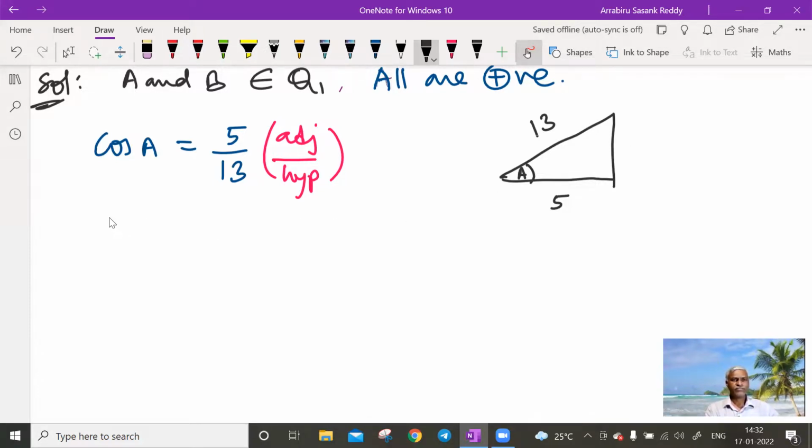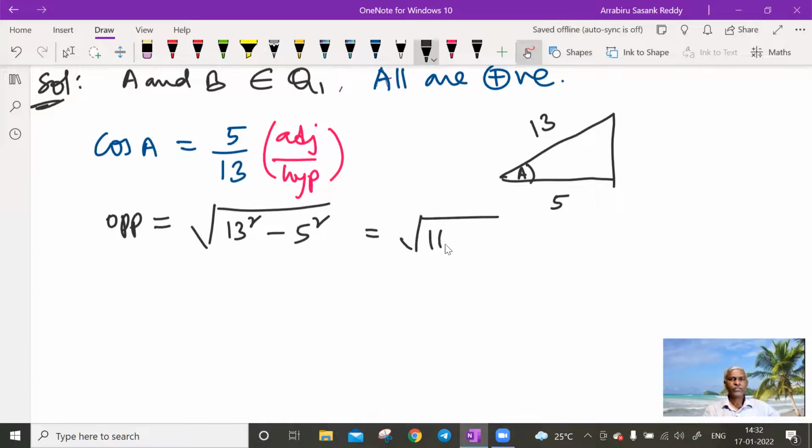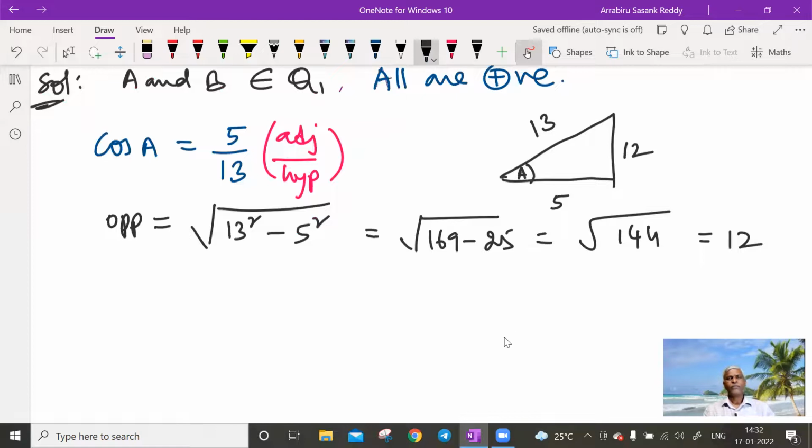The opposite side is equal to the square root of the square of the hypotenuse minus the square of the given side. So this is Pythagoras. 13 squared is 169, 5 squared is 25, so that is 144, and this is equal to 12. So the other side is 12.